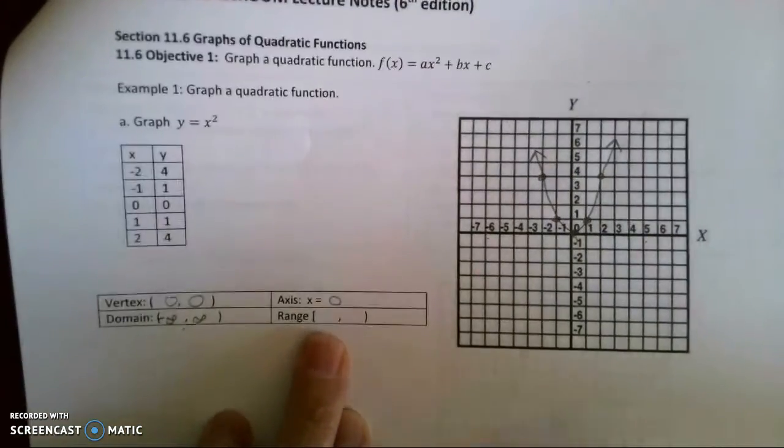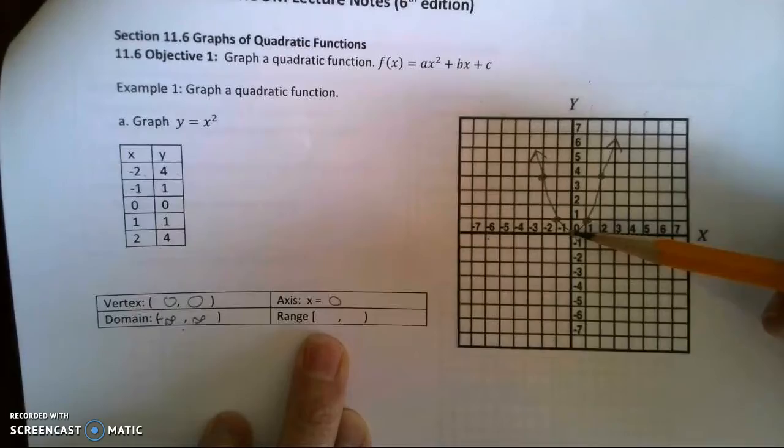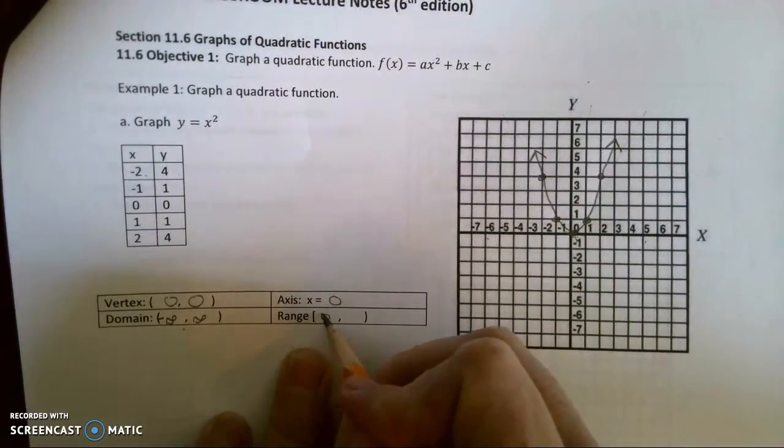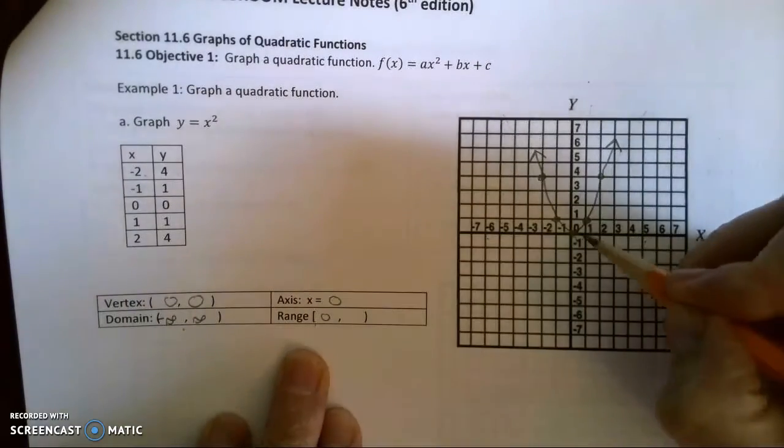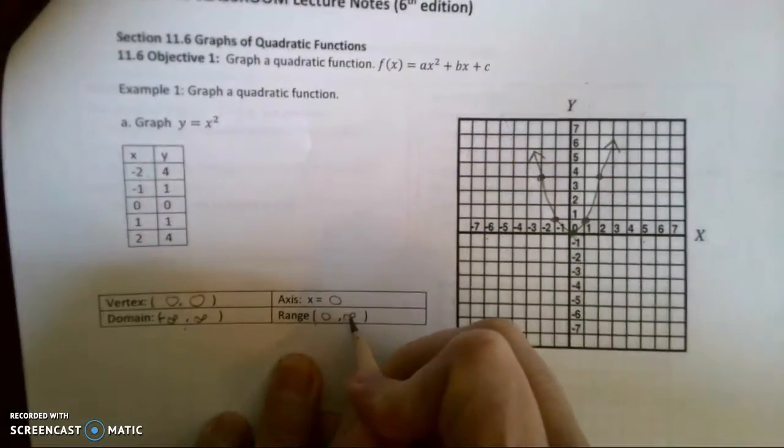And then for the range, those are my y values. So I think of what's the lowest y value up to the highest y value. This is my lowest y value, which is 0. And we do have a bracket because it's actually part of the graph. And then the graph keeps going up, so that'd be up to infinity.